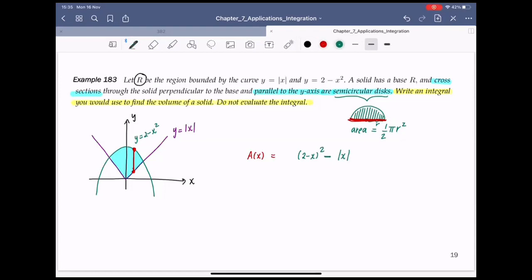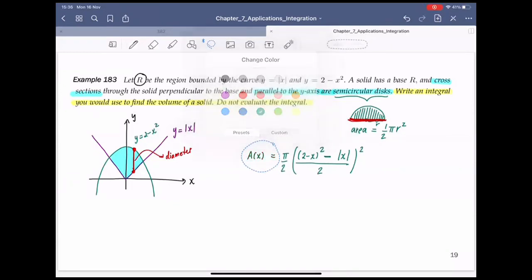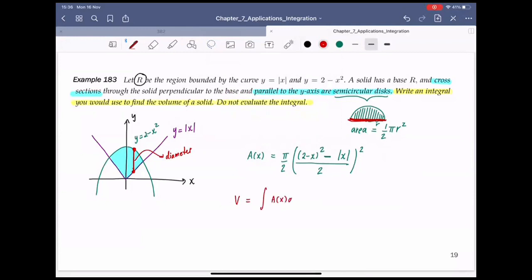And then you divide it by 2 to get the radius. Let's say again, this is your diameter, and if you divide it by 2, you get the radius. And then after that, you square the radius, and then you multiply by pi over 2. So this is going to be the area. The area is just pi over 2 times that term, right? And when you want to find the volume, it's going to be the integral of A(x) dx from a to b.